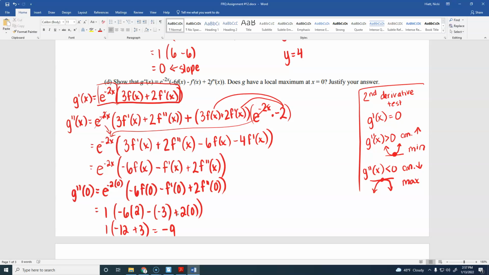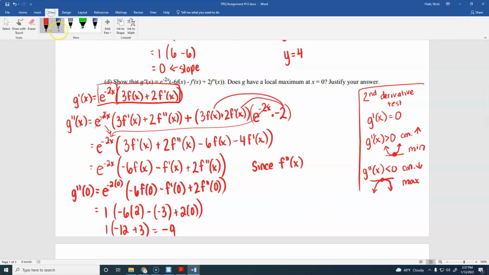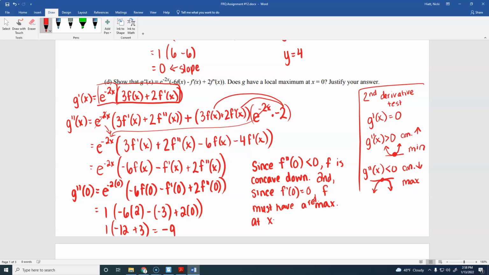And we would need to say, in this case, since g double prime of 0, not x, don't do x, do 0, because we're talking about just at that point, is less than 0, g is concave down, and since g prime of 0 equals 0, g must have a relative maximum at x equals 0. Relative or local should be there.